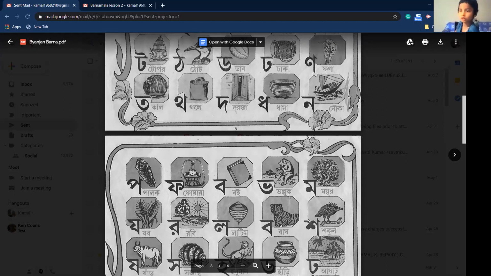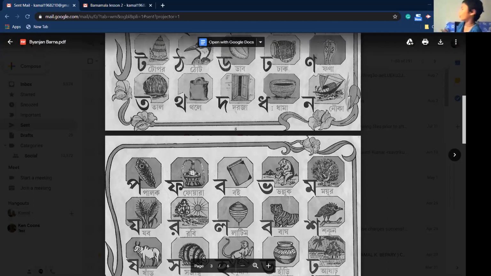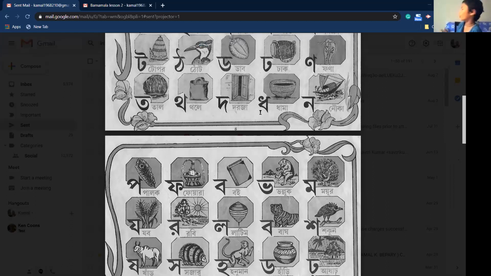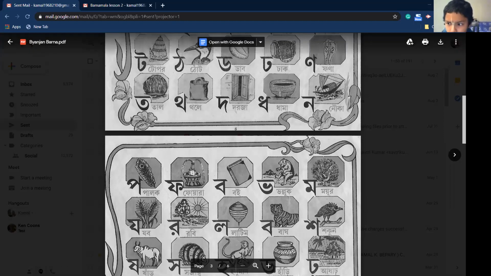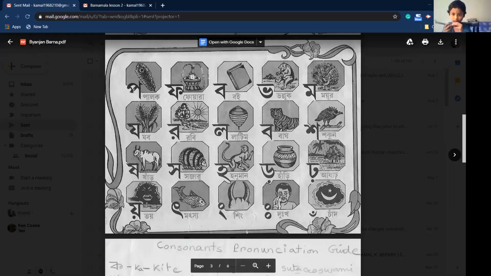Dorja means door. So if you are able to read from the bottom, that means you are learning well. Then this one, dhama. Dhama is a handmade basket. Usually, Noka starts with an N. This one, paw. What is this in the picture?